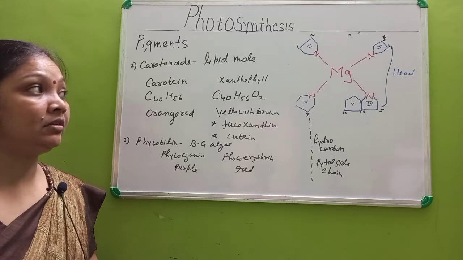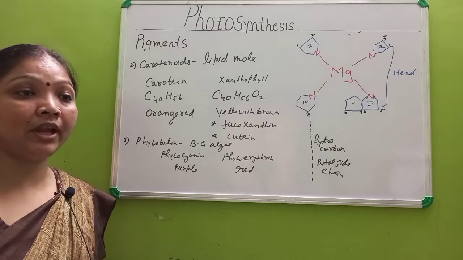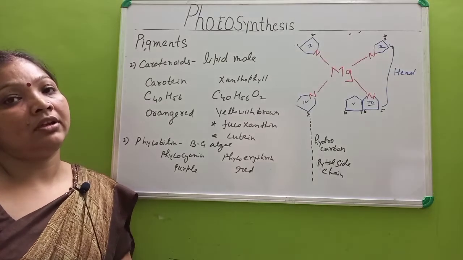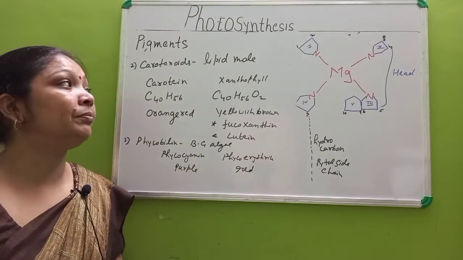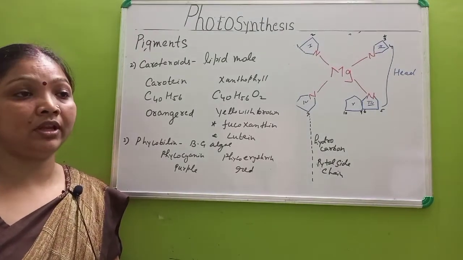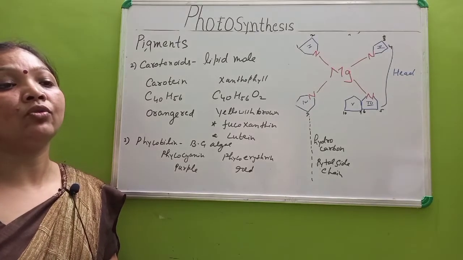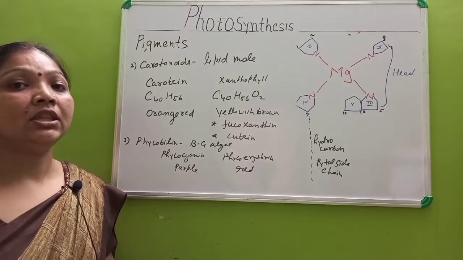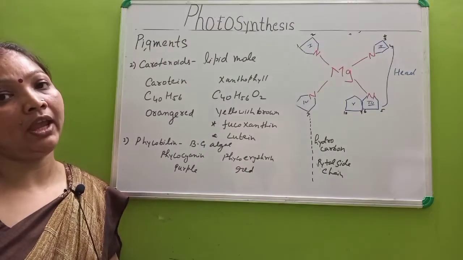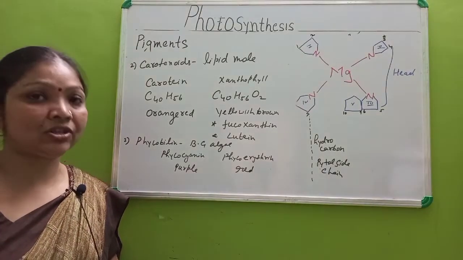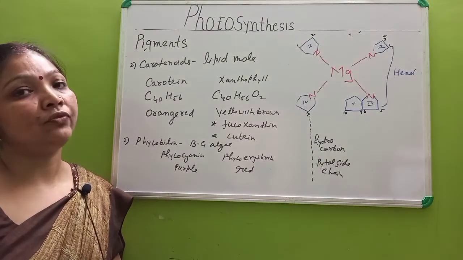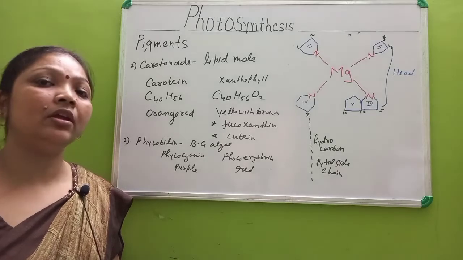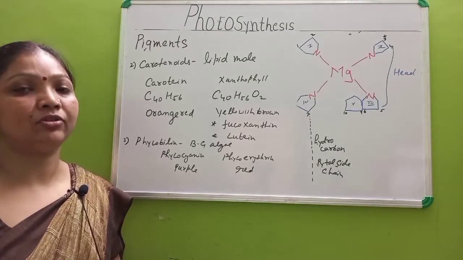So chlorophyll A is the important pigment, or you can say the reaction center, and there the reaction starts. The other pigments, that is chlorophyll B, carotenoid, and phycobilin, are all known as accessory pigments or helping pigments because they help chlorophyll A in starting the reaction, but actually the reaction starts with chlorophyll A. So it is the most important chlorophyll present in plants.